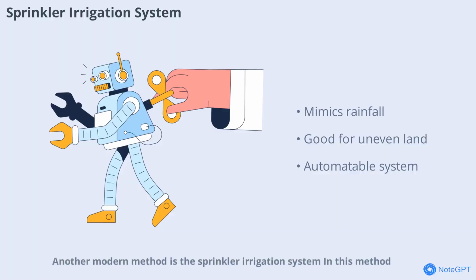Another modern method is the sprinkler irrigation system. In this method, water is sprayed over crops like rainfall using a system of pipes and rotating nozzles. Sprinkler irrigation is suitable for uneven land and a variety of crops. It helps in conserving water and can be automated for large-scale farming. However, it requires an initial investment in equipment and regular maintenance to ensure efficient operation.